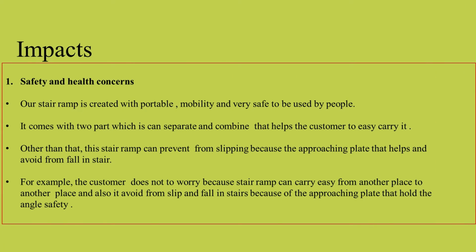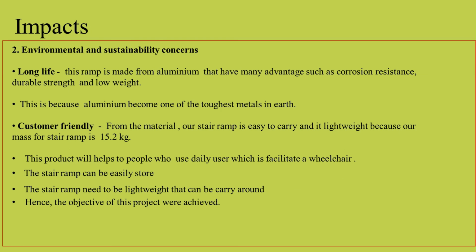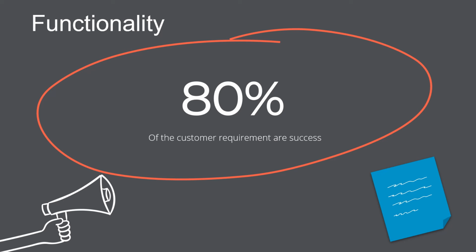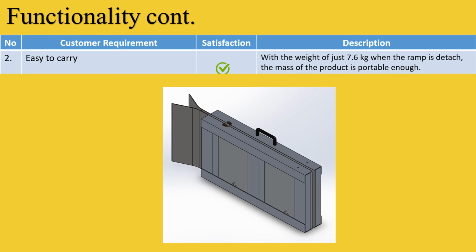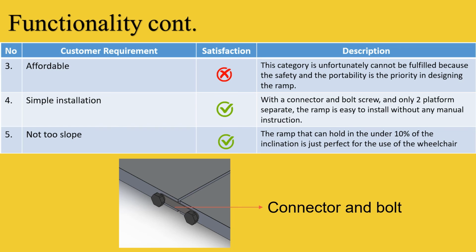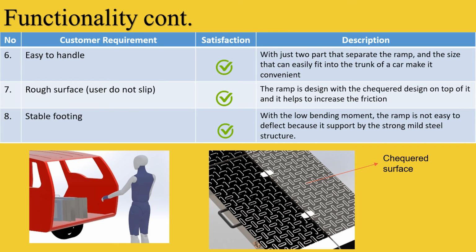There are two impacts of our ramp, which are safety and health concerns, and environmental and sustainability concerns. For functionality, 80% of the customer requirements are successful. The customer requirements are rigidness, easy to carry, simple installation, not too slow, but our ramp is not affordable. This category unfortunately cannot be fulfilled because safety and portability are the priority in designing the ramp. Easy to handle, rough surface, and stable footing.